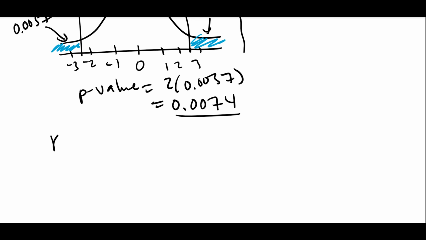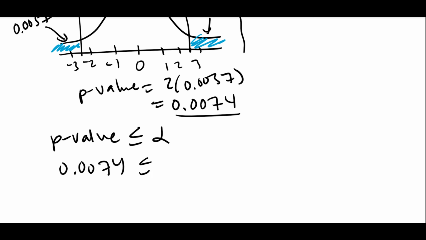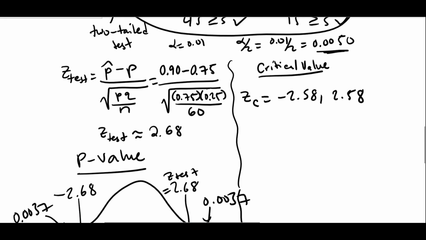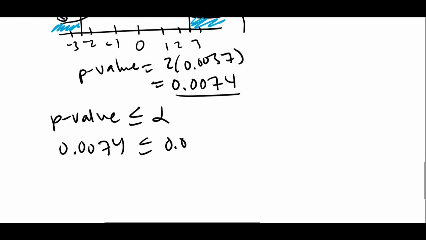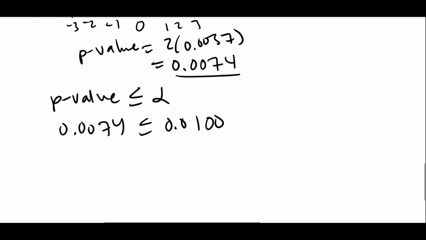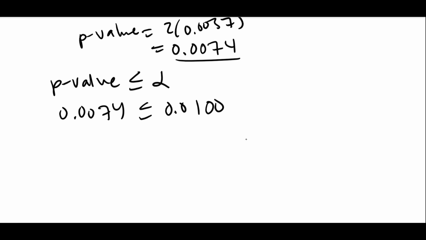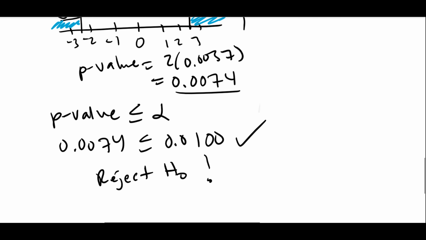And then you're going to compare your p-value to alpha. Is that true? If that statement is true, if it's less than or equal to alpha, you're going to reject. Remember that our alpha was 0.01. 0.0100. So is that true? Well, if you compare those two, you can clearly see that yes, it is actually less than alpha. So this is true. So that means that we reject our null hypothesis. All right, that's the p-value method.